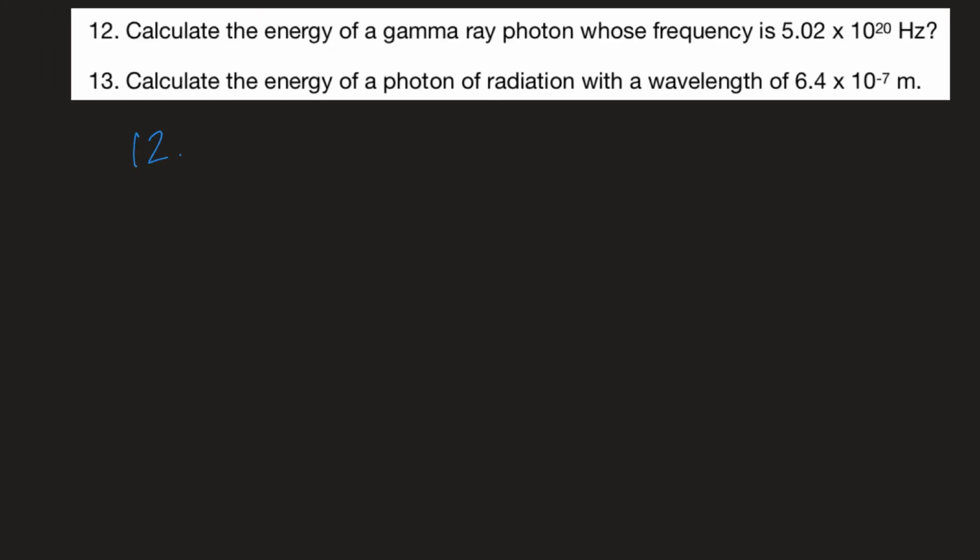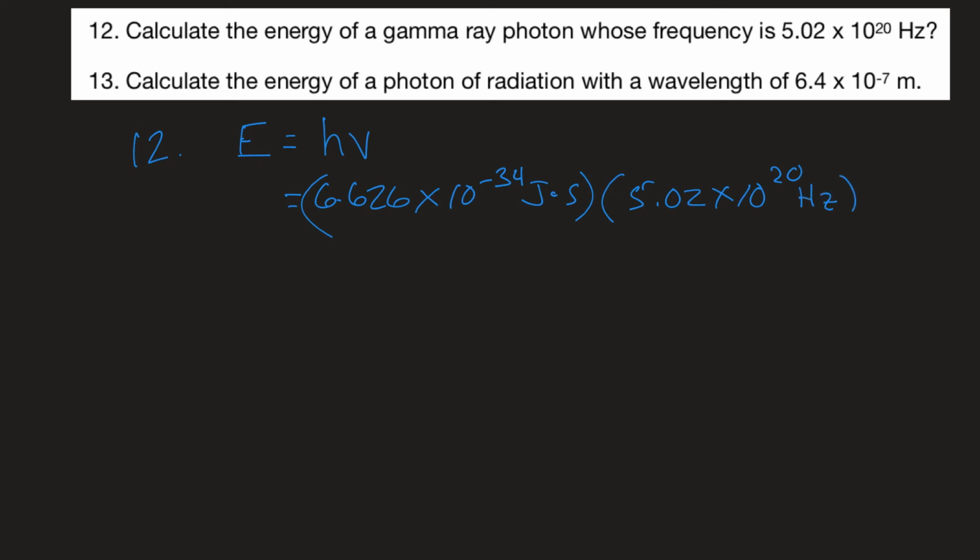So problem 12 now, that again is that energy is equal to Planck's constant times frequency. We're looking for energy again, so that's going to be 6.626 times 10 to the negative 34th joules times seconds. We're going to multiply that by the frequency, 5.02 times 10 to the 20th hertz. And we're going to get that that is 3.33 times 10 to the negative 13th joules per photon.